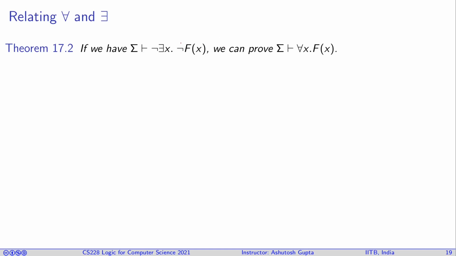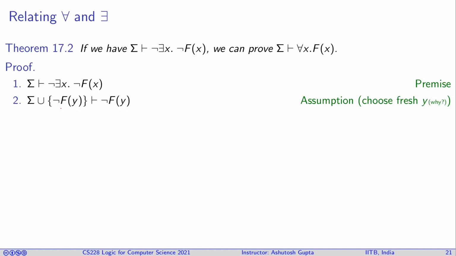Okay, so how can I push this negation inside? How do I do that? So let's suppose I have this theorem of there exists an x, not f(x). I can prove it. Okay, so now I'm going to prove this theorem. So let's assume not f(y), from which I can derive not f(y), and we have to make sure y is a fresh symbol. y does not occur in sigma anywhere. So this is an arbitrary choice, we can make it.